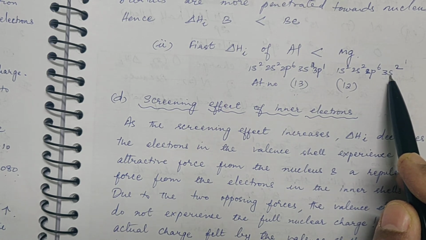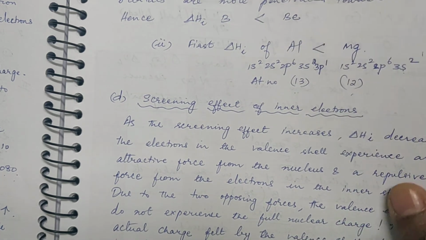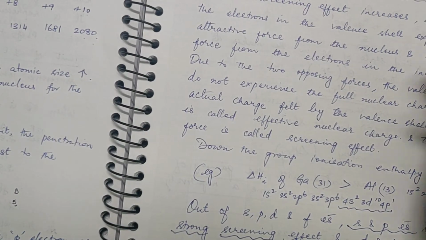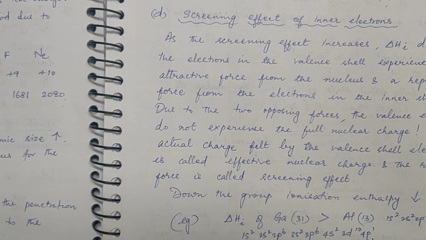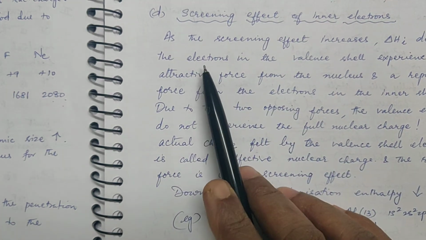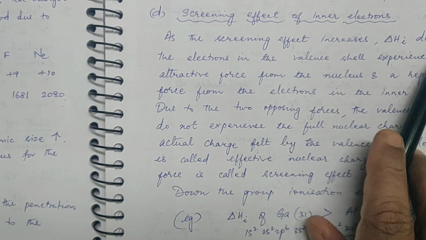So for penetration effect we have seen 2 examples. Now come to the next one, that is screening effect. Now what is meant by screening effect? Let us just read the lines first. As the screening effect increases, the ionization energy decreases.